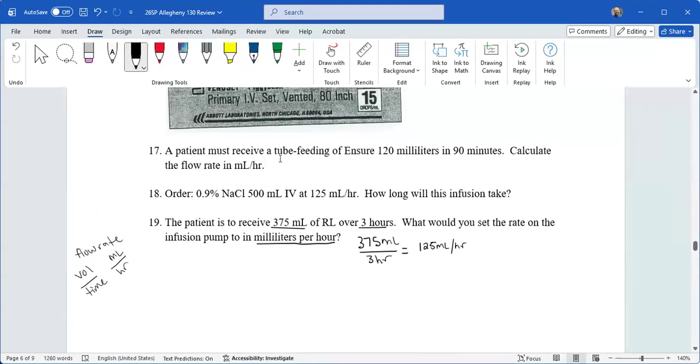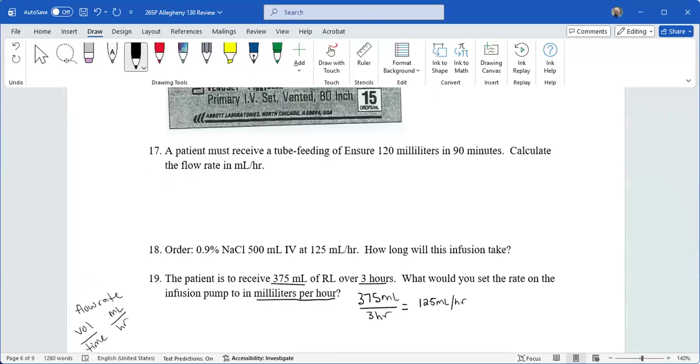For this question here, this is an example of where we have a change in time, instead of it being set in hours, it's set in minutes. So we're going to look at that. It says a patient's receiving a tube feeding of 120 milliliters over 90 minutes, and we want to know what the flow rate is in milliliters per hour. Again, I'm going to show you this a couple different ways.